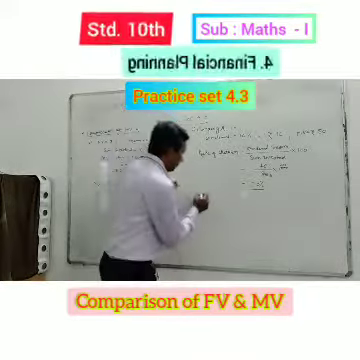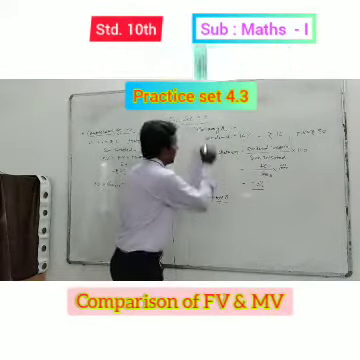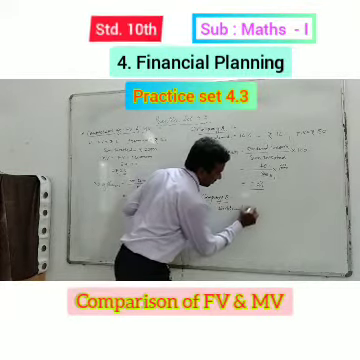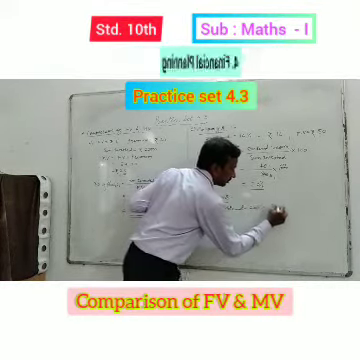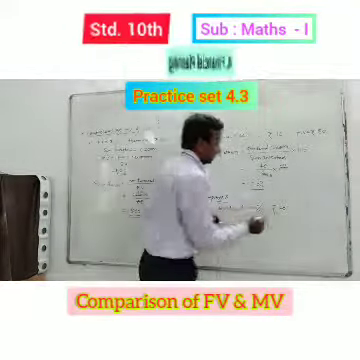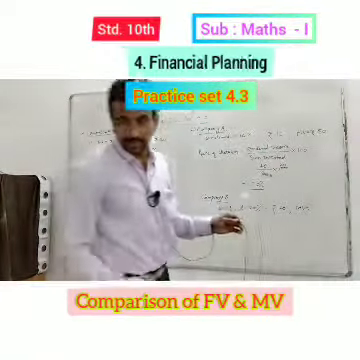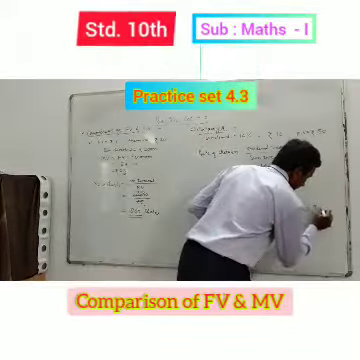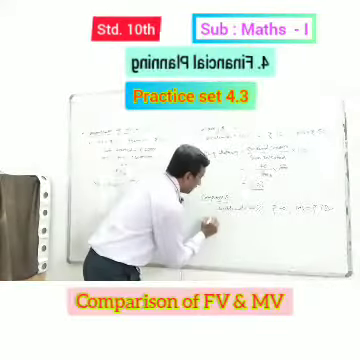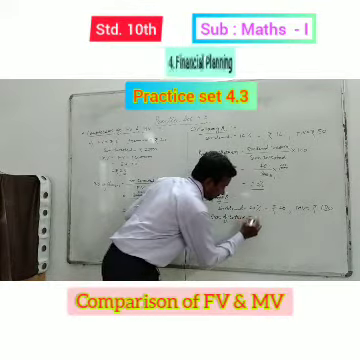Now we will see in company B. In company B, dividend is 20%, means rupees 20 on rupees 100 face value, and market value of share is rupees 120. Now similarly, we can find rate of return for company B also.